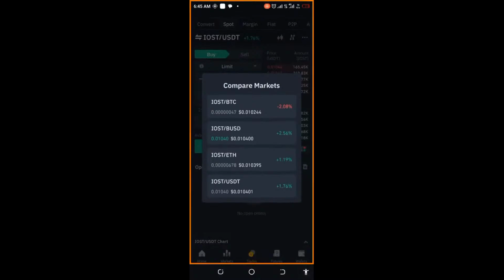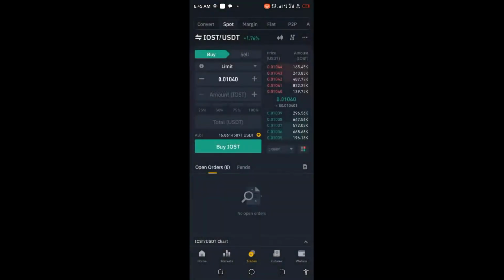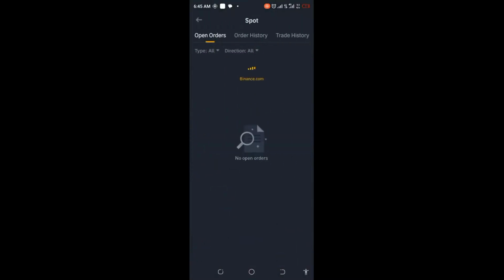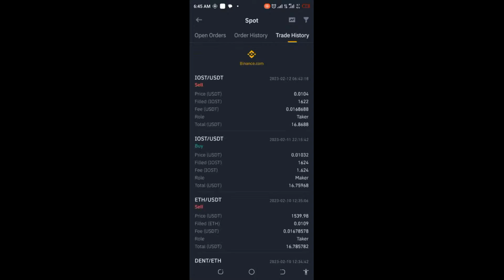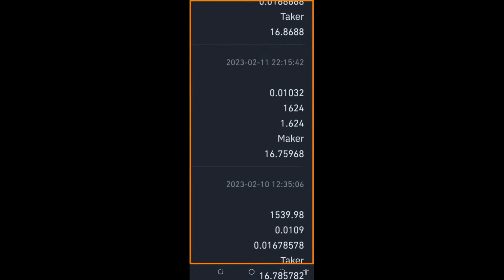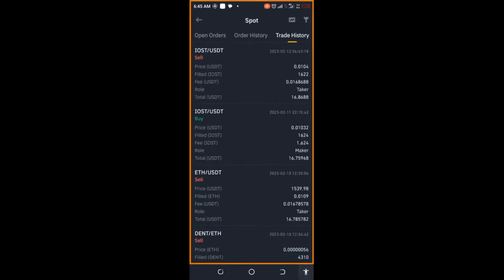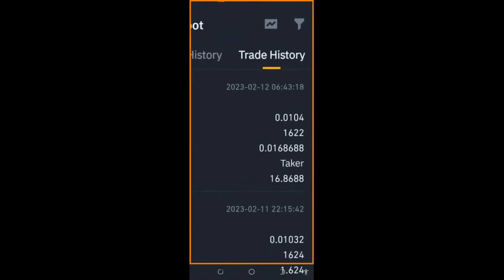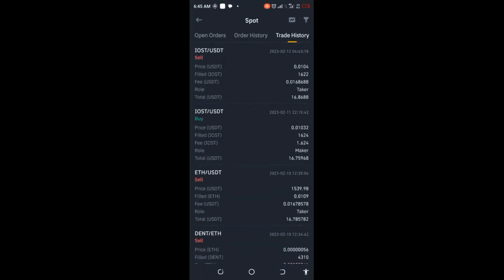Now let's go back and see how much we bought IOST with USDT. Let's see how much that is. Looking at the order book one more time so that you understand the concept of the boomerang strategy. Okay, so we bought it at what price? Let's see. We bought it at 0.0103. Can you see that? 0.01032. And we sold it at 0.0104. So that's the concept. Get this right.